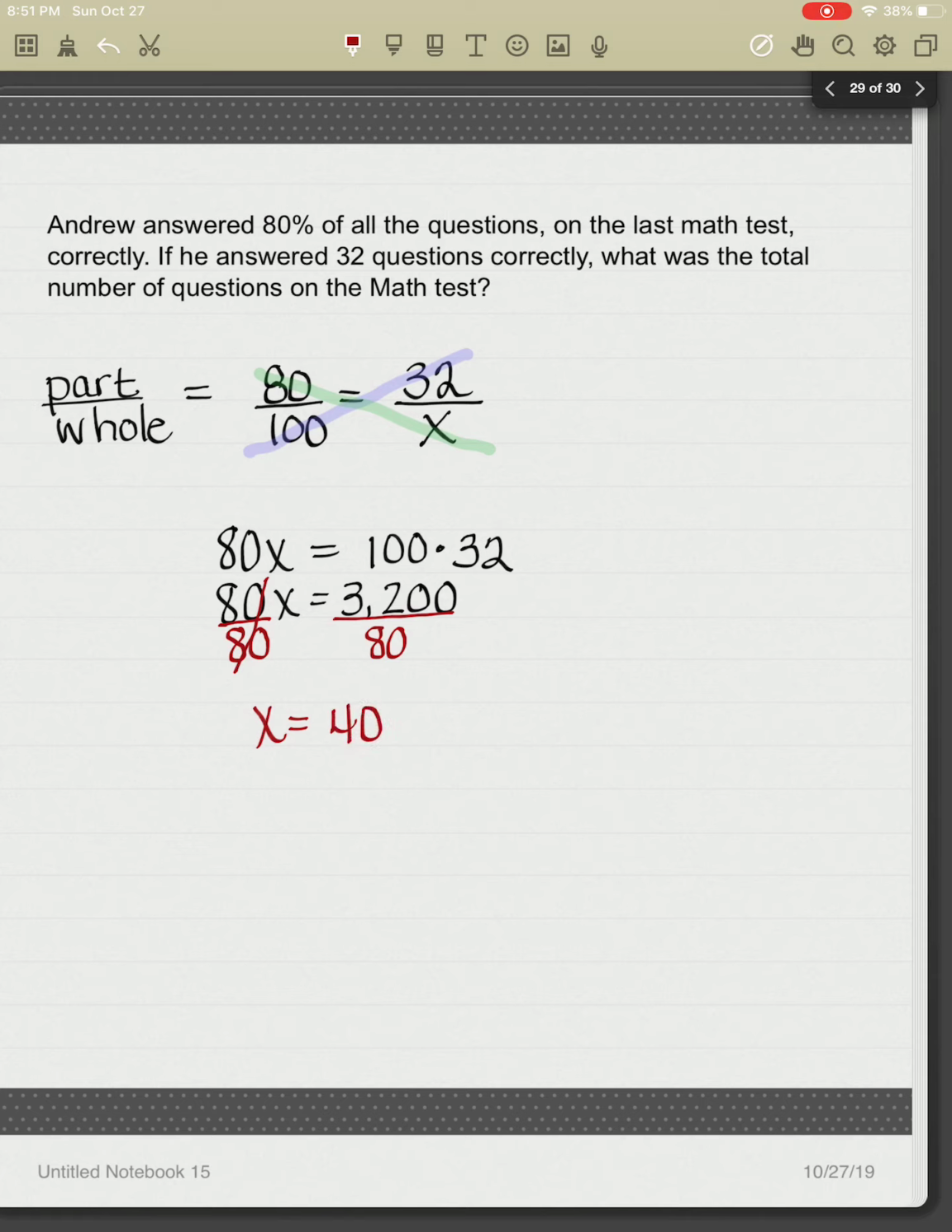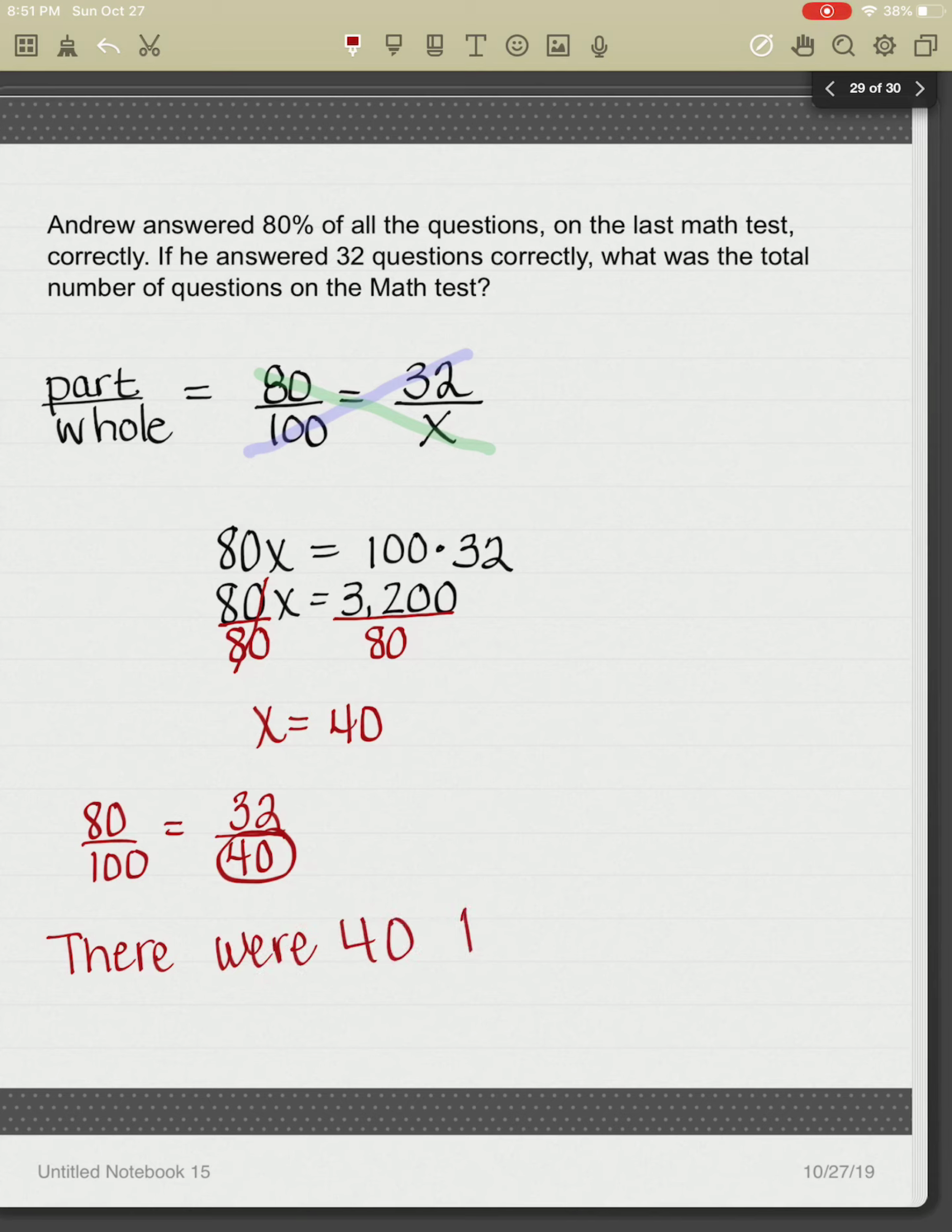So our equation, our ratio would look like this when we get it set up. It would be 80 over 100 is equal to 32 over 40. Okay, so this is the amount that we were looking for, the whole amount of questions, the total amount of questions that were on the test. So your answer to this would be there were 40 total questions on the test.